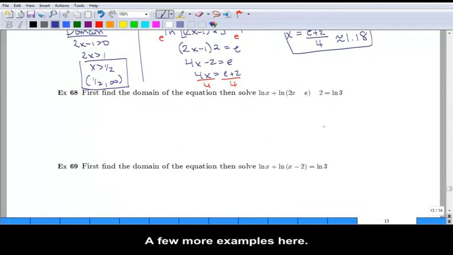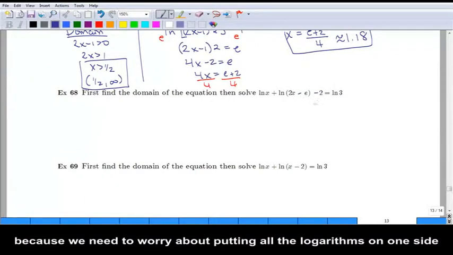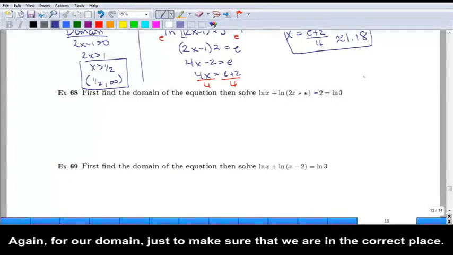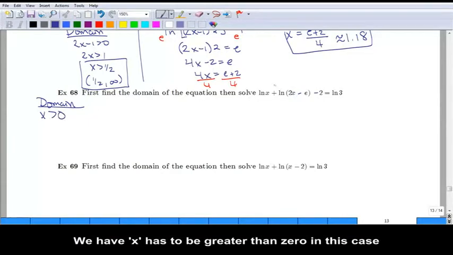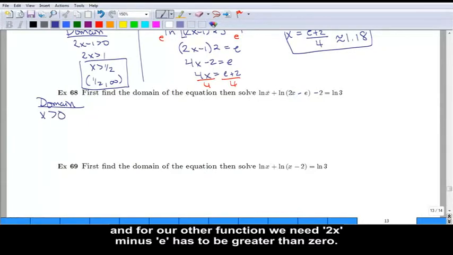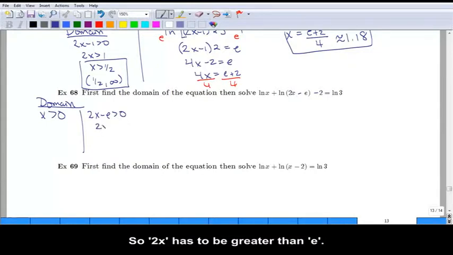A few more examples here. In this case, this one's a little bit more involved because we need to worry about putting all the logarithms on one side and the non-logarithms on the other. Again, for our domain, just to make sure that we are in the correct place, we have x has to be greater than 0 in this case, and for our other function, we need 2x minus e to be greater than 0, so 2x has to be greater than e, and x has to be greater than e over 2. So again, this is a positive number.